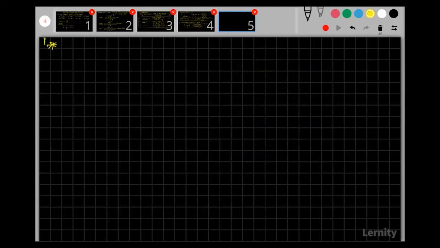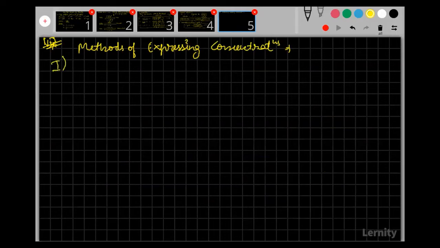Now the most important one, that is the methods of expressing concentrations. So what are the methods of expressing these concentrations? We have already discussed one: weight by weight percentage, weight by volume, and volume by volume percentages. The second one is mole fraction.